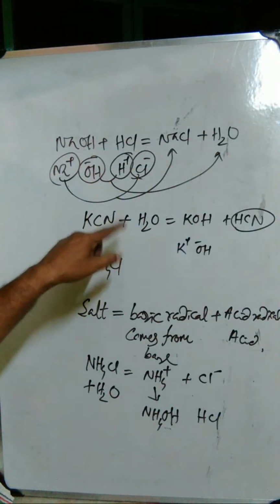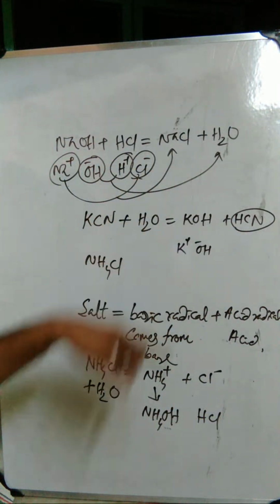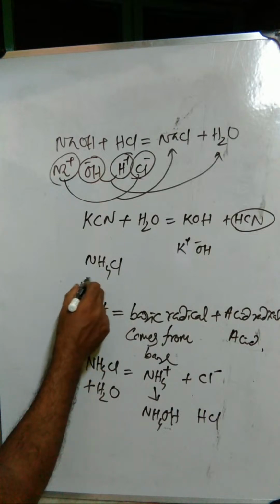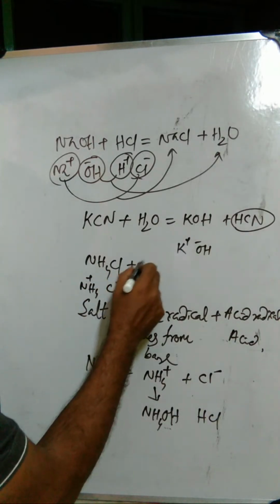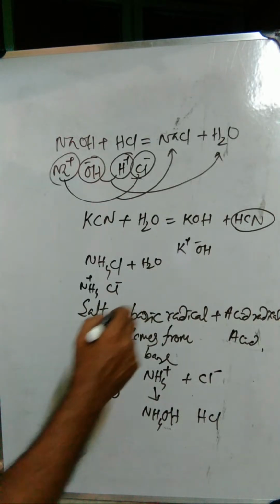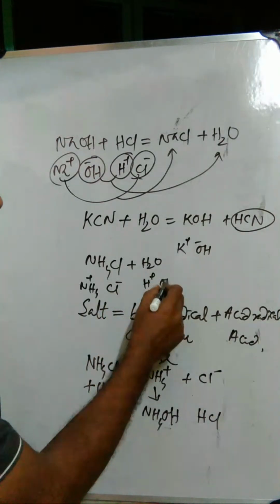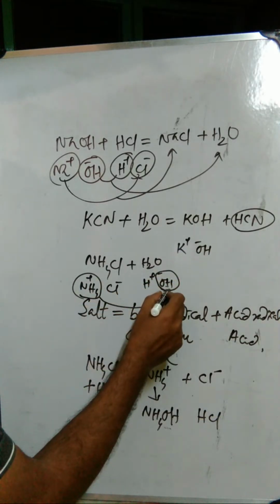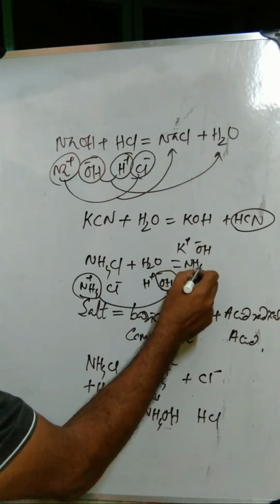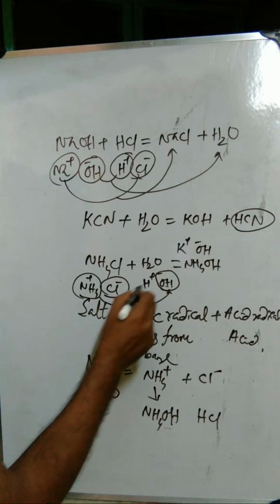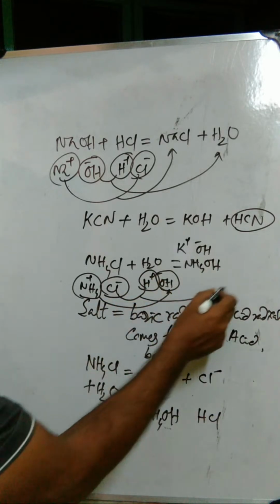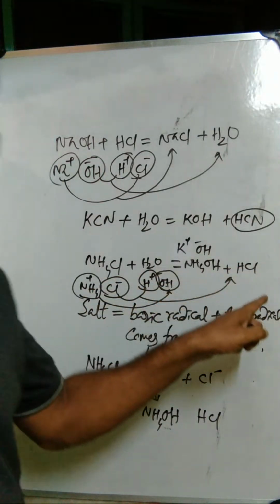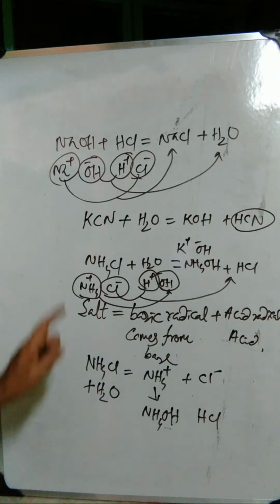Just dissociate the salt and combine with H+ and OH-. That is, NH4Cl dissociates into NH4+ and Cl-, and if you dissolve it in water, water will also dissociate to form H+ and OH-. So this cation will surely combine with this anion: NH4+ and OH- will give NH4OH, and Cl- must combine with H+ to give HCl. So we can easily find the base and acid from which the salt is produced.